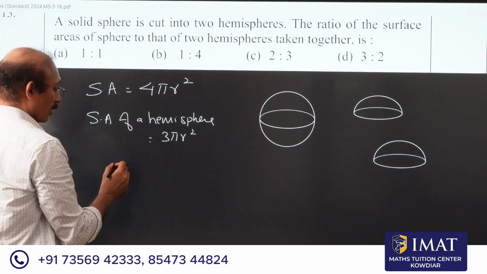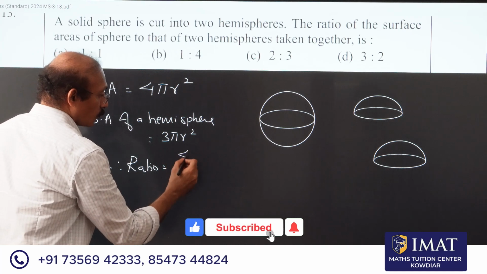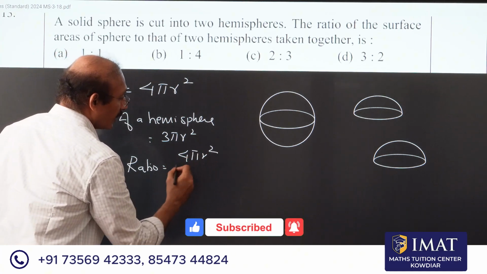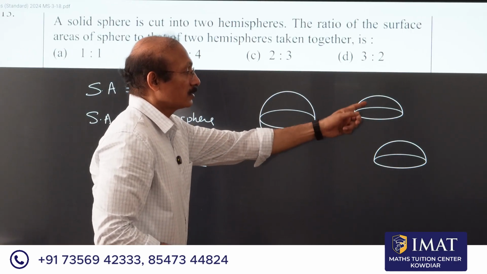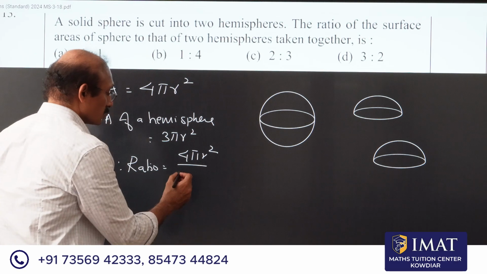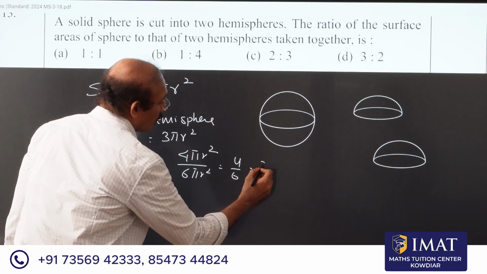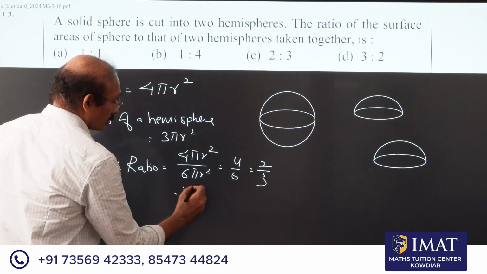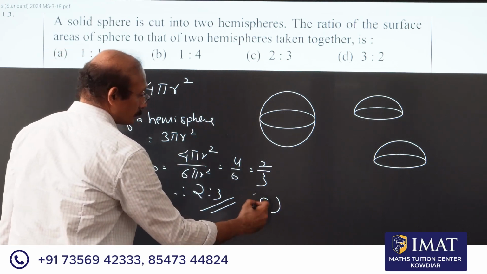What is asked? Ratio. Ratio of what? Ratio of the sphere, which is 4 pi r square, divided by the surface areas of the 2 hemispheres, which is 6 pi r square. So the answer is 4 by 6 or 2 by 3. So therefore the answer is 2:3. So the option is C.